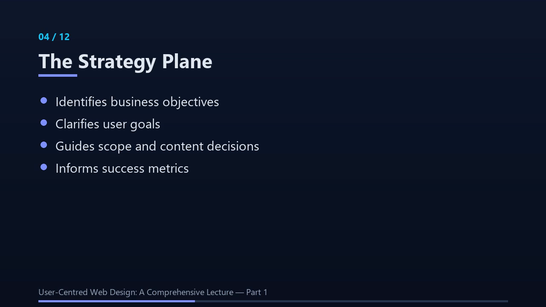By juxtaposing these two perspectives, designers can prioritize features that deliver value to both parties. For example, an e-commerce site might set a strategic goal of increasing conversion rates, while users desire a fast checkout process. The strategy also defines success metrics, like bounce rate or time on task, which later guide evaluation and refinement. In essence, the strategy plane provides the compass that steers every subsequent design decision.